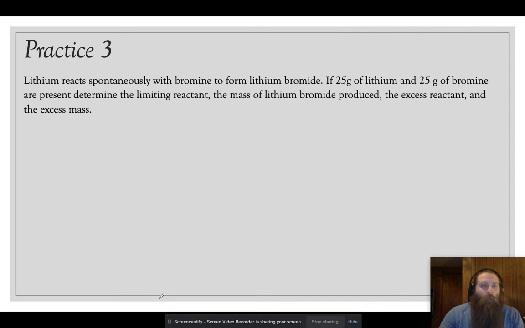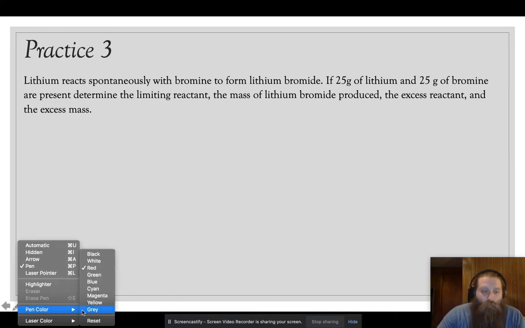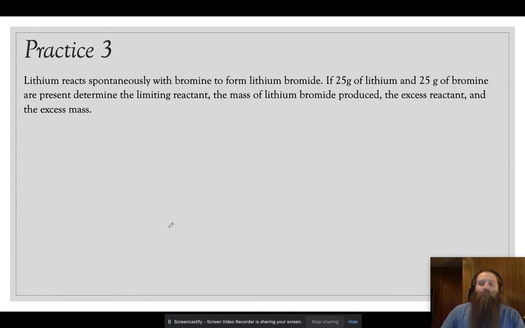Last one. So lithium reacts spontaneously with bromine to form lithium bromide. If 25 grams of each reactant are present, determine the limiting reactant, the mass of lithium bromide produced, the excess reactant, and the excess mass. So here we're going to put a lot of stuff together. The first thing you probably notice is that there is no balanced equation. So you need to figure that out. So again, pause it, try to solve this whole problem, and then come back.